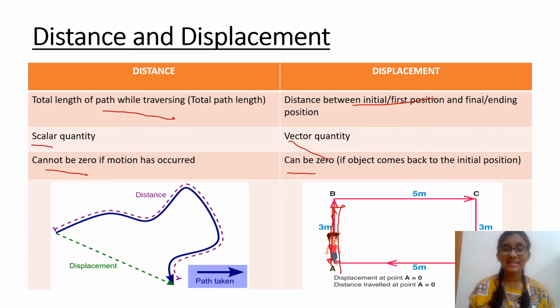Whereas in distance, the direction actually never matters. He went in 3 different directions, but at the end of the day, he covered 16 meters. That is the total path length he covered while he traveled.